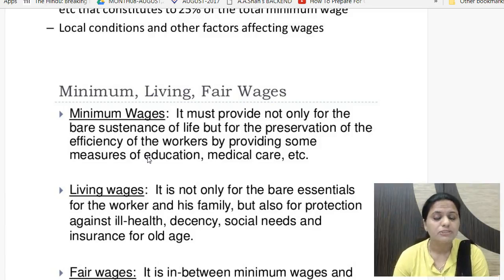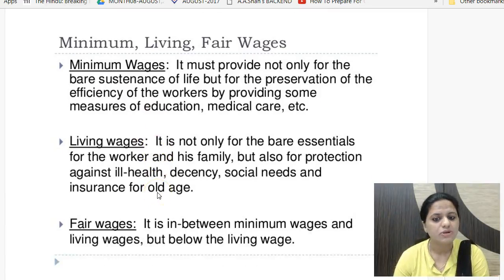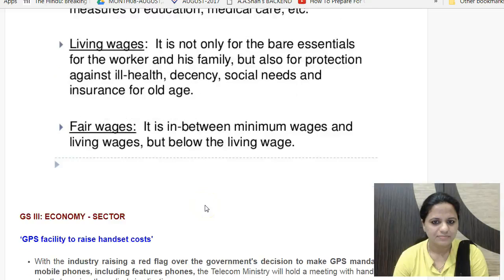Then another concept is of living wages. So living wages is not only the bare essentials like minimum wages, but also further protection against ill health, social needs, etc., insurance for old age, all that is also added up. So living wage is more than the minimum wages. And fair wage is something in between minimum wages and living wages. So this is called fair wages. So these are the 3 terminologies.